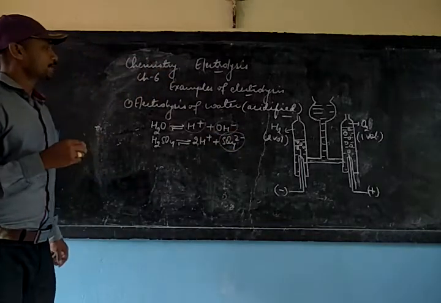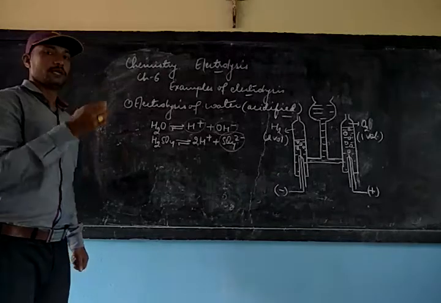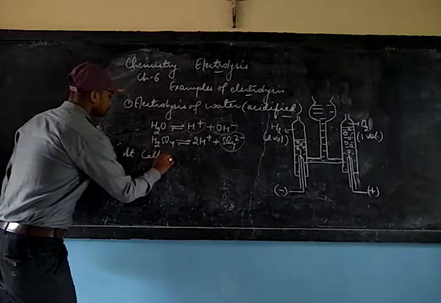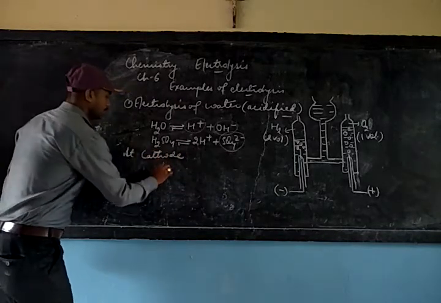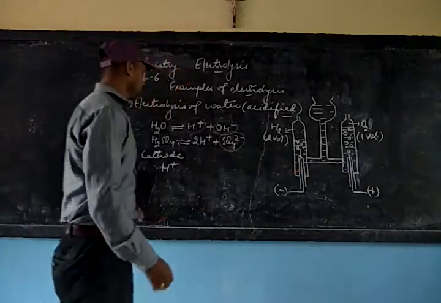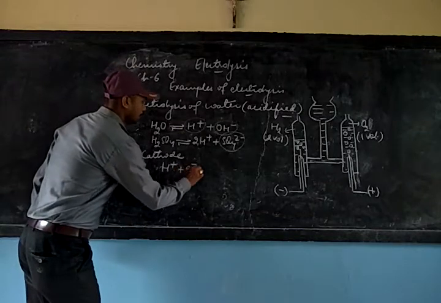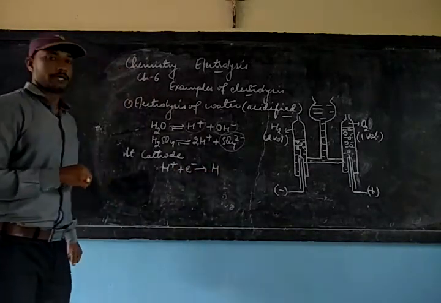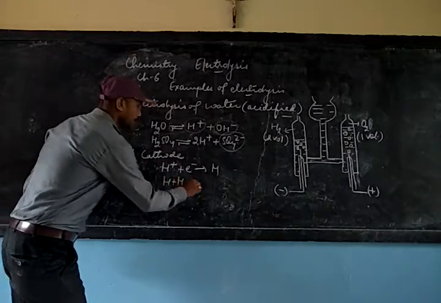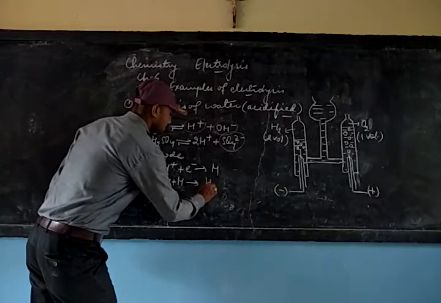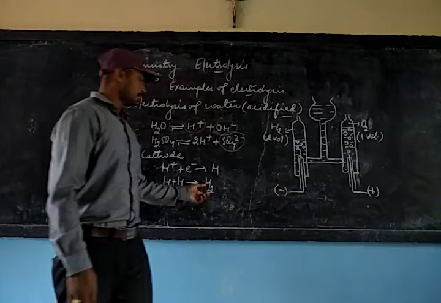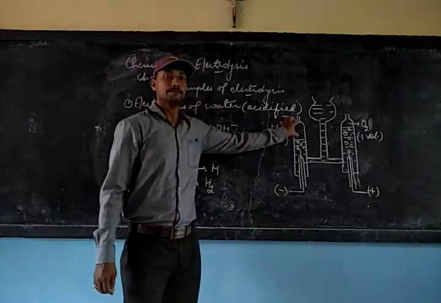Next part will be to show the discharging process at the cathode and anode. So at cathode, hydrogen ion will be coming towards the cathode where it will gain one electron and change into a neutral hydrogen atom. This hydrogen atom will further combine with another hydrogen atom to form hydrogen gas. And you can see here that at the cathode side, it is this hydrogen gas that will be collected.